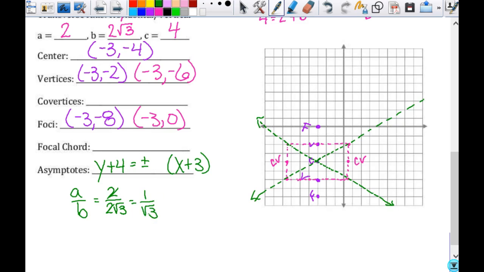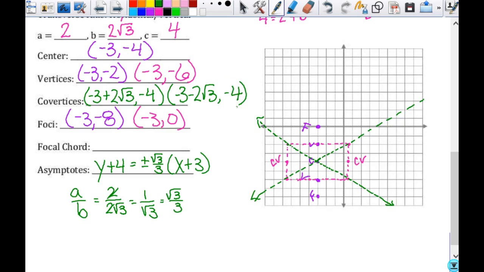Can I leave it like that? No. So when I rationalize this, what does it become? Square root of 3 over 3. So that's my slope. It's a yucky slope, but it's a slope nonetheless. So my covertices, I can write the equation for. My center x value is -3, and to that, I add 2 square root of 3. And then I also get -3 minus 2 square root of 3, -4.